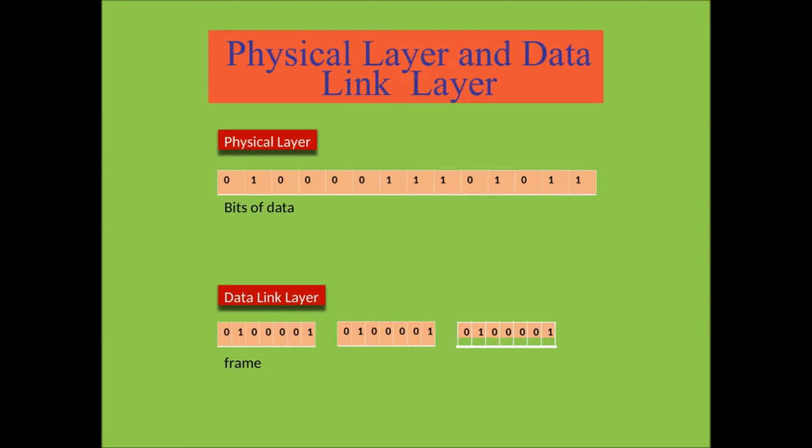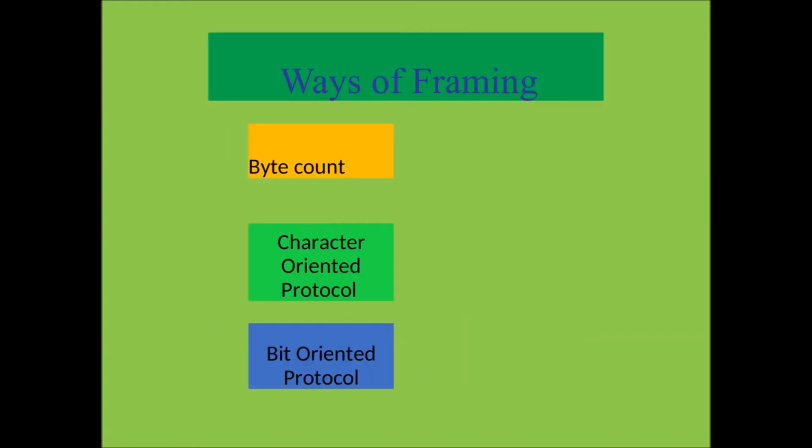But on the data link layer you can see a frame. Bits are combined to create a frame, and frames are transmitted by the data link layer. After that, the physical layer will receive those frames, and those frames are converted into signals, and signals are transmitted. Over here you can see three different frames, and so on. So data on the data link layer is transmitted in the form of frames.